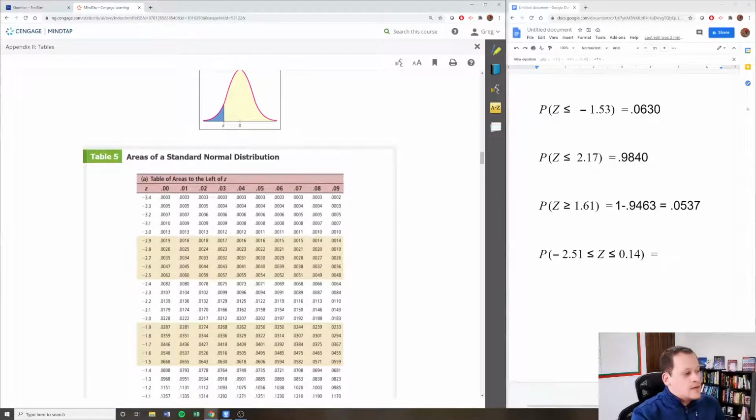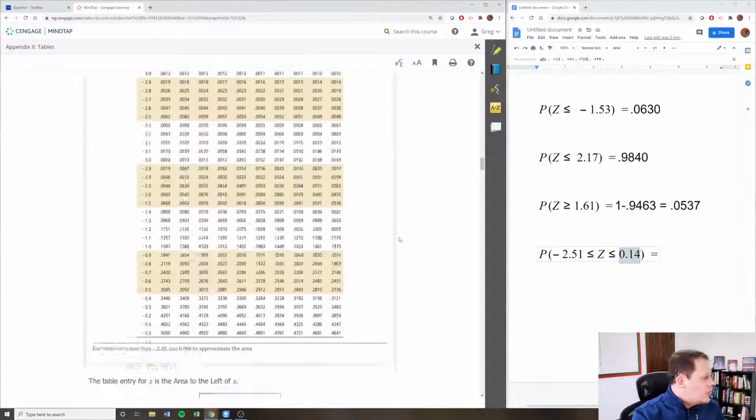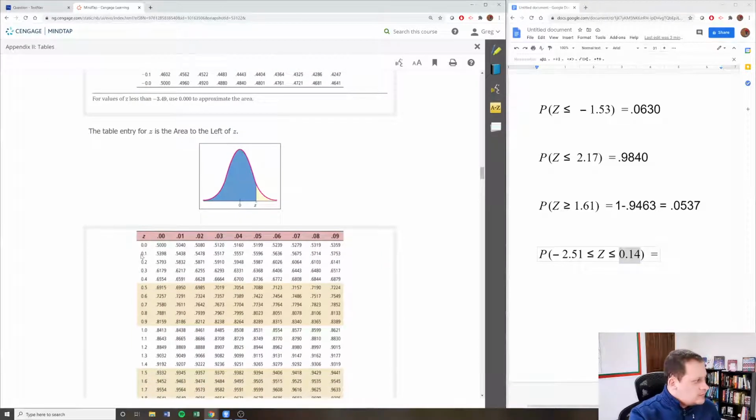But the trick for between two z-scores with the table: find the area to the left of the higher one first, the higher z-score. So that'll be the one to the right. This is 0.14. So we want the area to the left of 0.14 first. That's going to be this row and this column. That's 0.5557.